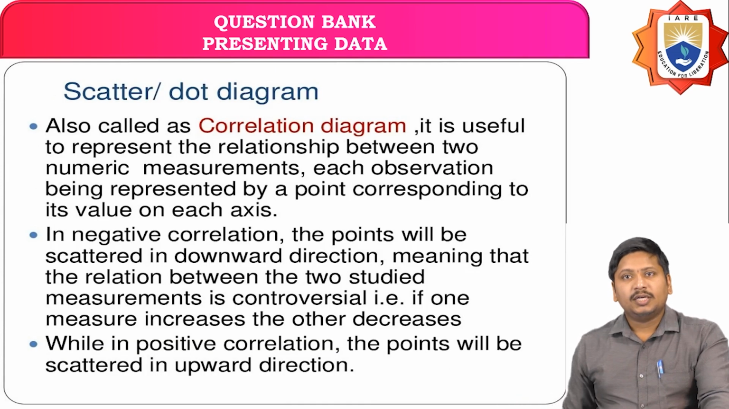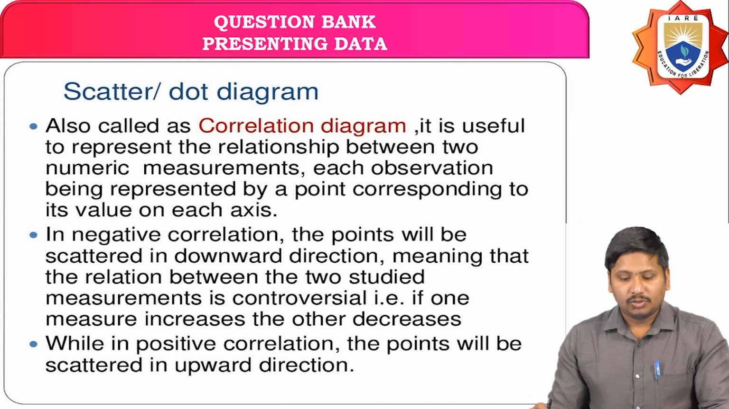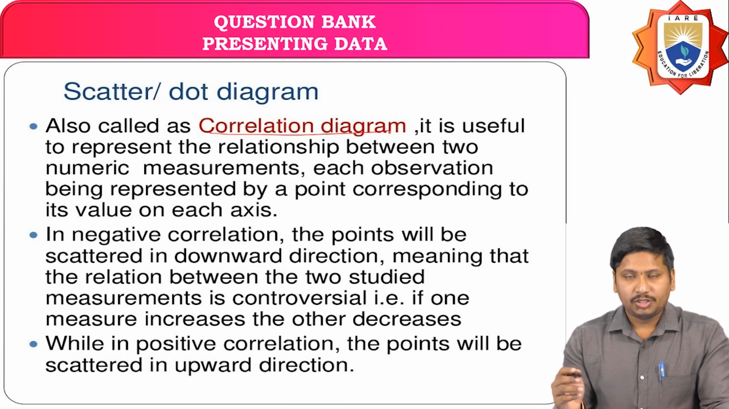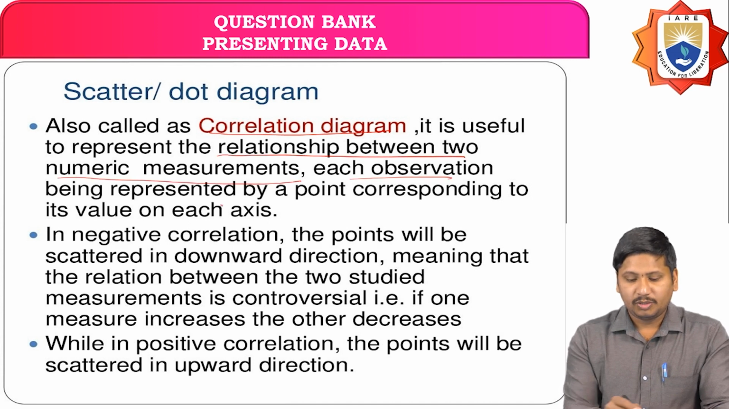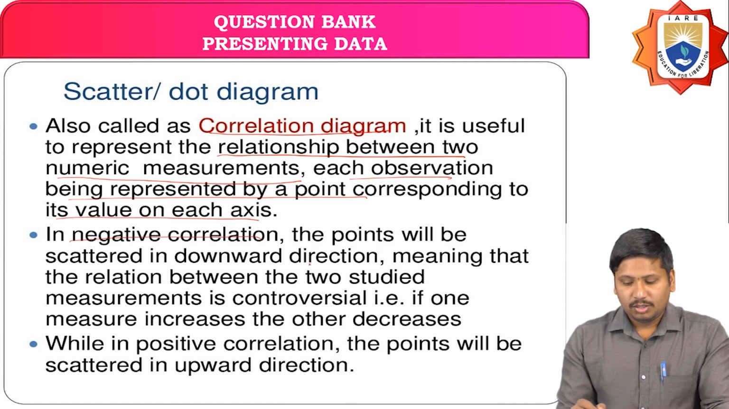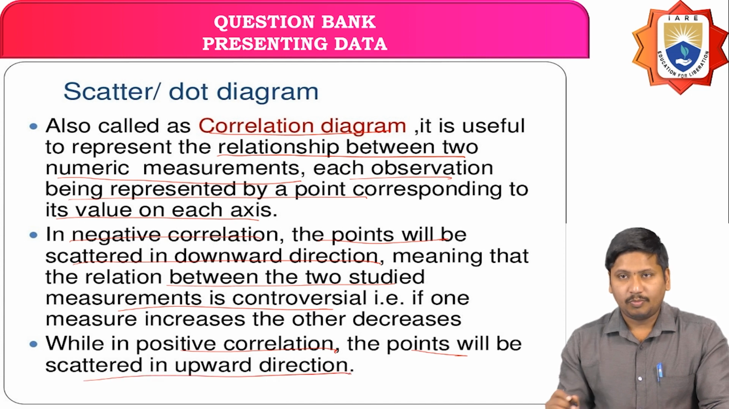And the next one is the scatter and dot diagram. The scatter and dot diagram can also be called the correlation diagram. It is useful to represent the relation between two numeric measurements, where each observation is represented by a point corresponding to its value on each axis. In negative correlation, the points will be scattered in a downward direction, meaning that the relation between the two studies is inverse. That is, if one measure increases, the other decreases. Similarly, in positive correlation, the points will be scattered in an upward direction.